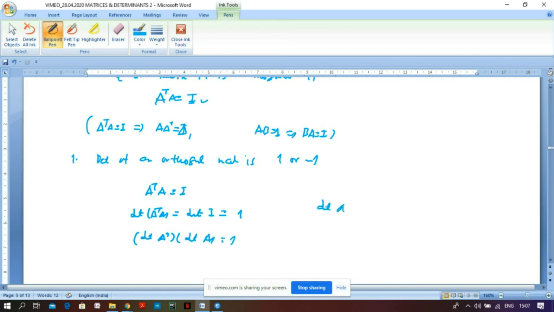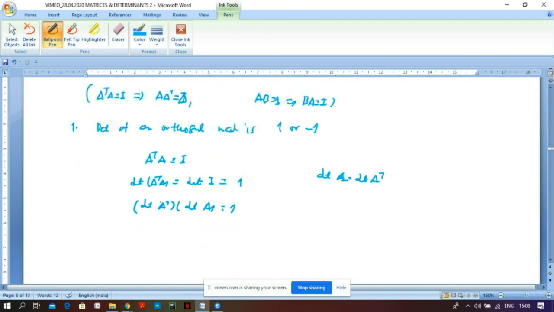But we know that det of A is det of A transpose, because once you change rows to columns, it does not matter for the determinant value. So the determinant of A transpose is det of A. So det of A squared equals 1. So det of A equals 1 or det of A equals -1. This means an orthogonal matrix can have only two values for its determinant, 1 or -1.